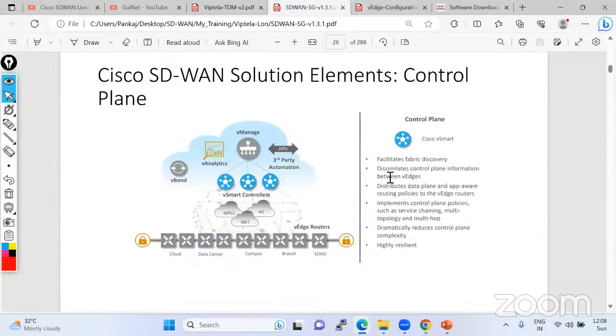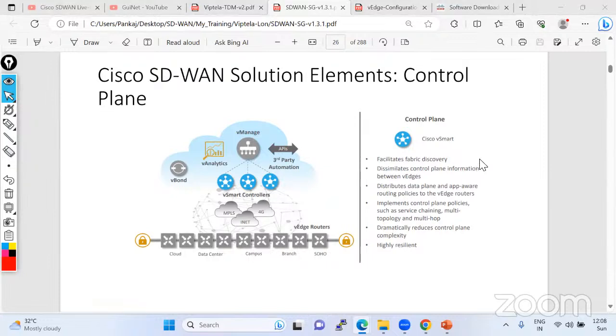So now we understand the vSmart functionality, right? It implements the control plane policies, such as service chaining, multi-topology, multi-hop. Everything is going to be managed by the vSmart, that policy in the routing.